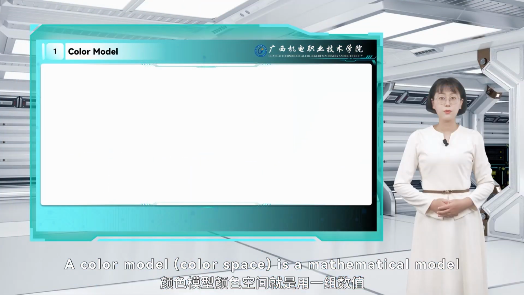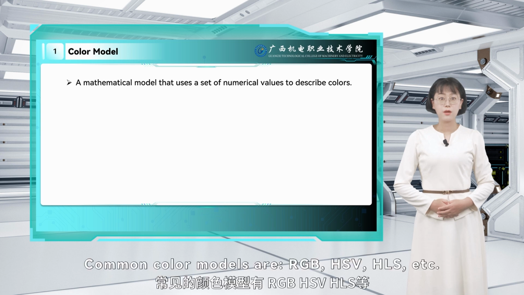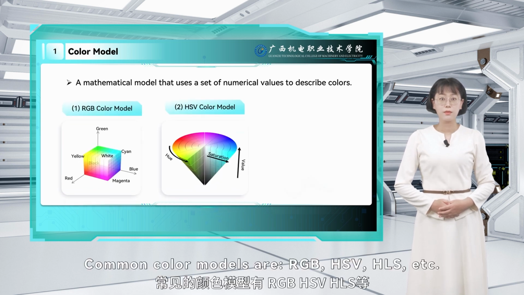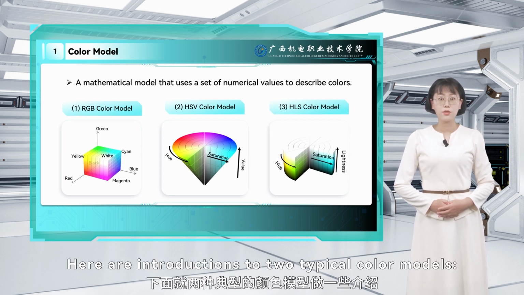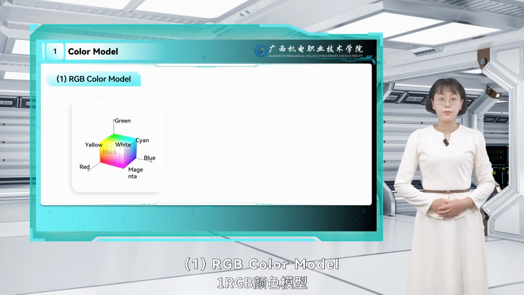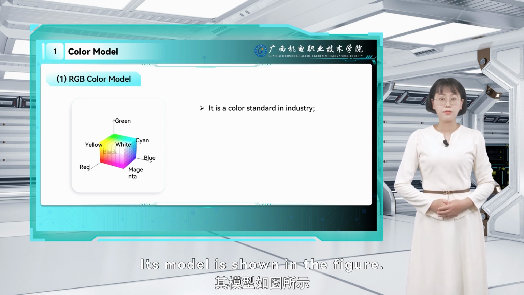A color model, or color space, is a mathematical model that uses a set of numerical values to describe colors. Common color models are RGB, HSV, HLS, etc. Here are introductions to two typical color models. 1. RGB color model. The RGB color model is a color standard in the industry. Its model is shown in the figure.